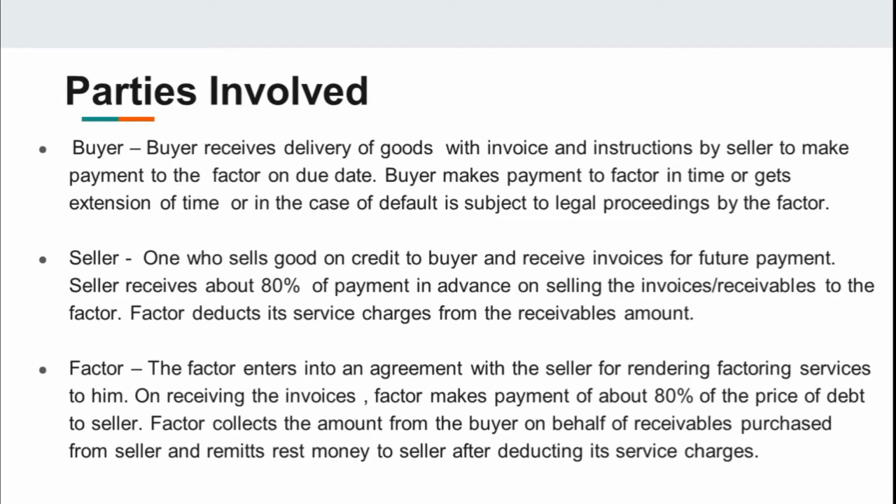So about 80 to 85% of payment is made by the factor right at the time when the seller gives the receivables to the factor. The rest of the amount the factor pays on receiving it from the buyer, the actual debtor, after deducting the service charges of whatever services it has provided to the seller.